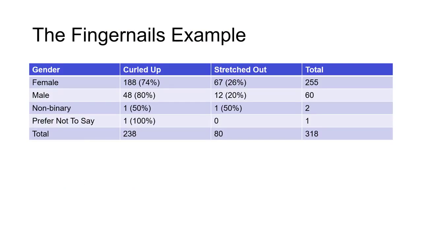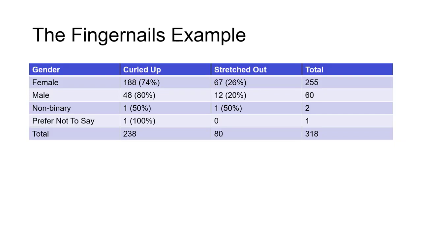So here you've got women, 188 have them curled up, 67 have them stretched out. In total there's 255. There's way more women than men who have filled in the survey, which is a usual response sort of rate. Amongst the men, 48 have curled up, 12 have outstretched. Amongst non-binary it's 1-to-1. I prefer not to say there's only one individual, so it's 100% in curled up.